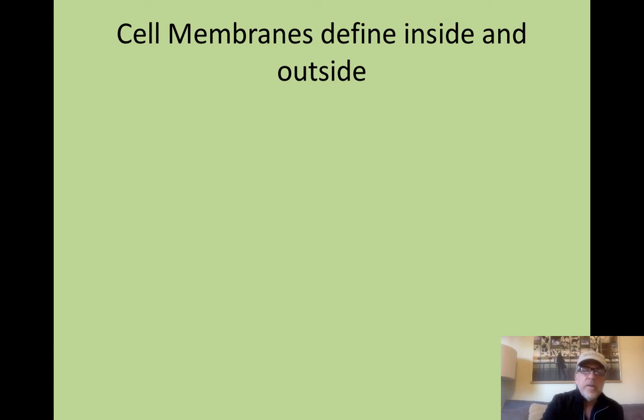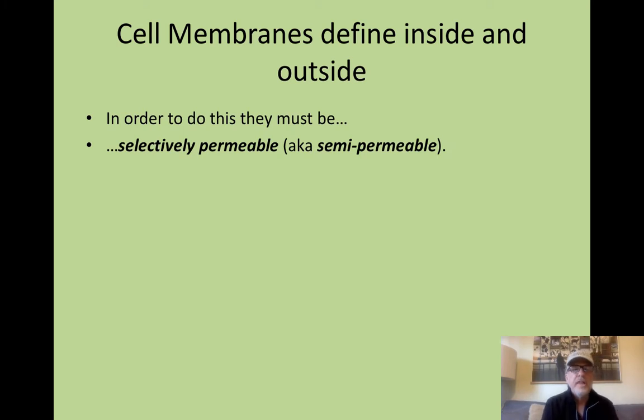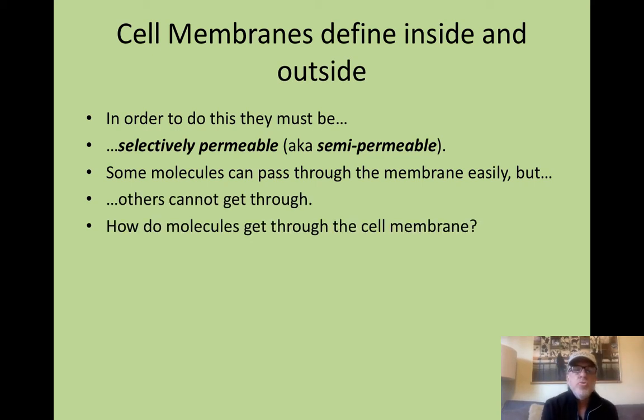Let's start to apply this to cell membranes. The first thing we want to remember about cell membranes is they define an inside and an outside. In order to do that, they have to be what is called selectively permeable. You'll also hear that called semipermeable. By selectively permeable, we mean some molecules can pass through the membrane easily, but others cannot get through the membrane.